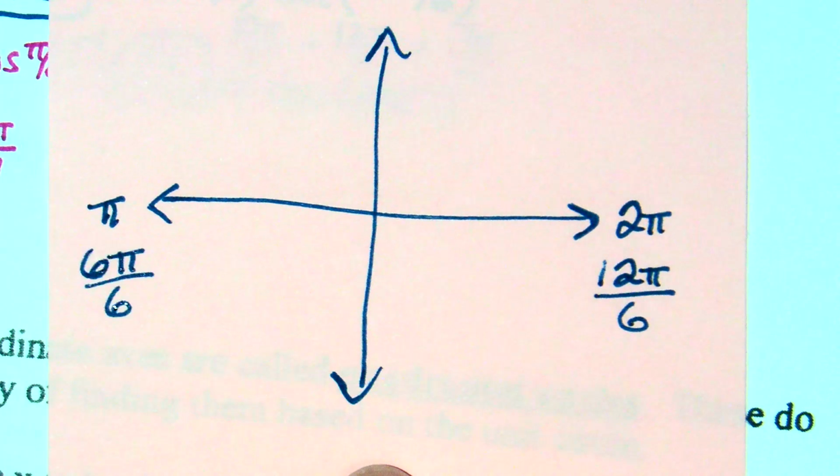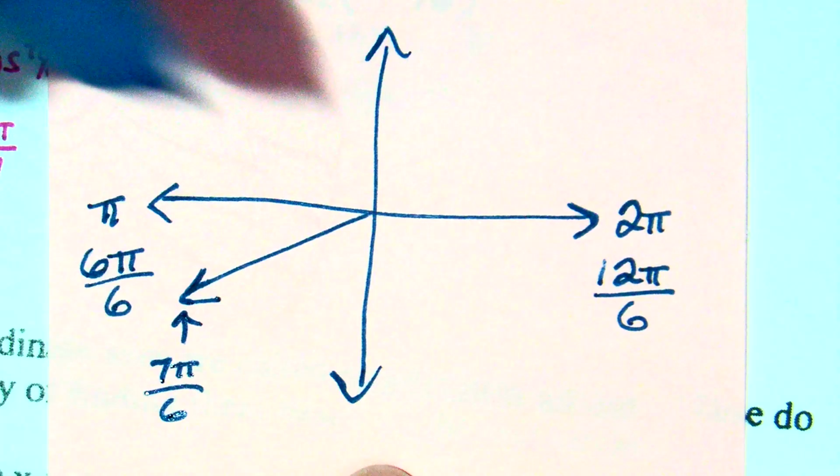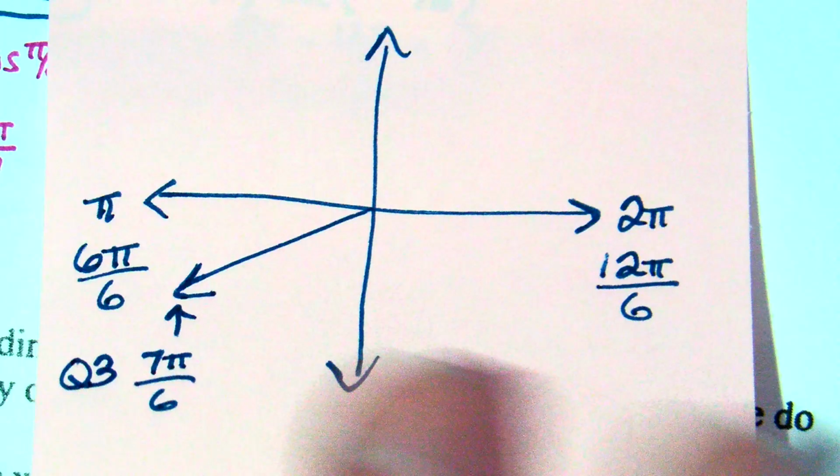So, if our fraction is 7 pi over 6, what do I know about 7 pi over 6? It's going to be just past 6 pi over 6, right? So the idea is that 7 pi over 6 is in quadrant 3. 7 pi over 6 was because I did 19 pi over 6 minus 12 pi over 6, because I was subtracting 2 pi.